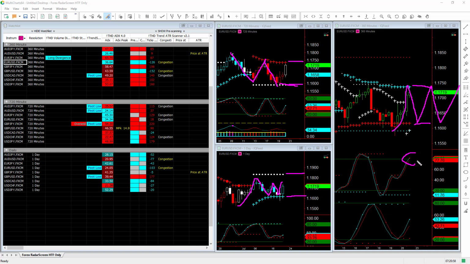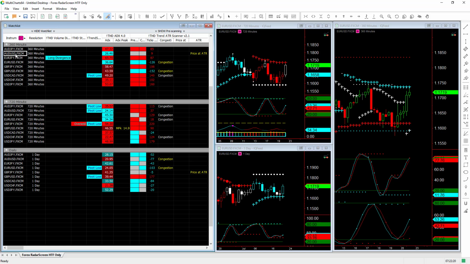As it looks right now, more likely than not, you're going to go down, especially with the stochastics overextended on the 360. Let's go and look at the Aussie dollar, although I think we already looked at that one. Let's look at the Aussie yen instead.